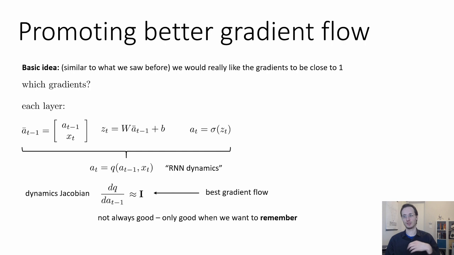But you don't always want that. Sometimes you do want to modify the information in these activations, or even throw it out. Maybe once you're done using it, you don't need it for the future at all, then you want to throw it out. So don't just force this to be identity, but you would like some design where the network can decide that it wants to remember something, and when it decides it wants to remember it, then this derivative really ought to be close to identity. But other times you might want to forget, in which case you might want to set that to 0.